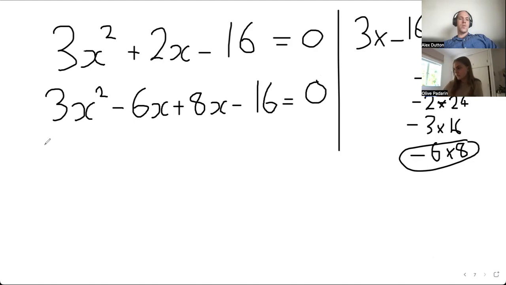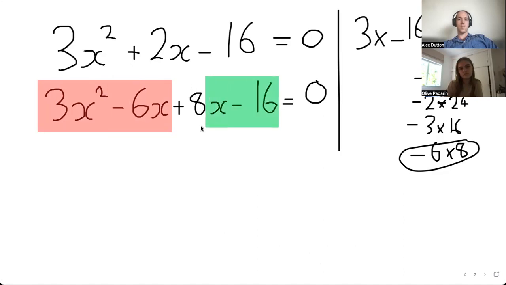Now, can you see how we can factor these things? So what I'd like you to do, could you try your best just to factorize the thing in the red box and then the thing in the green box? You should always find they have a common factor. So have a go at that now.